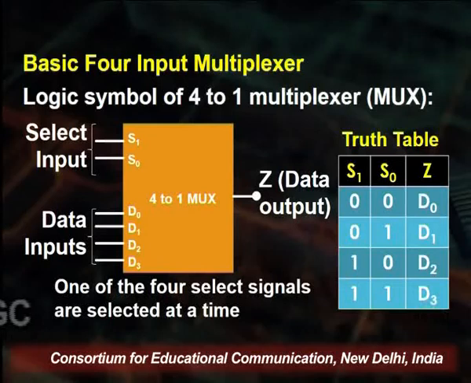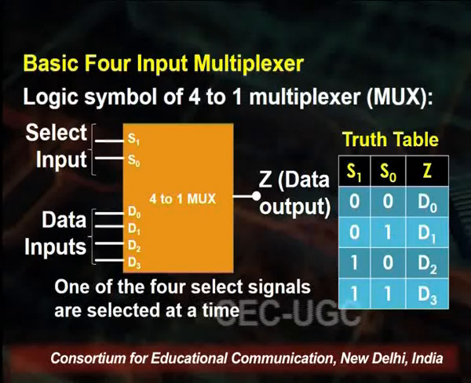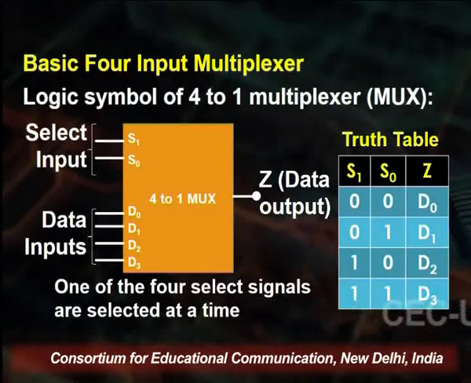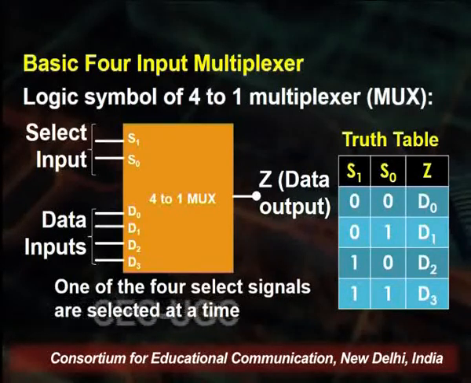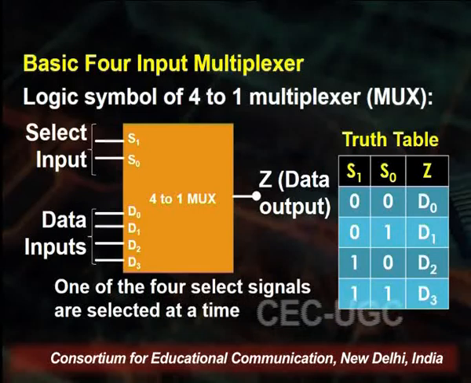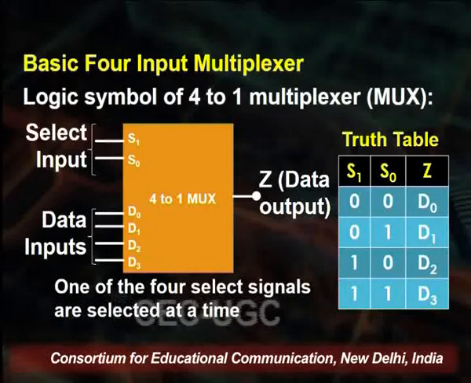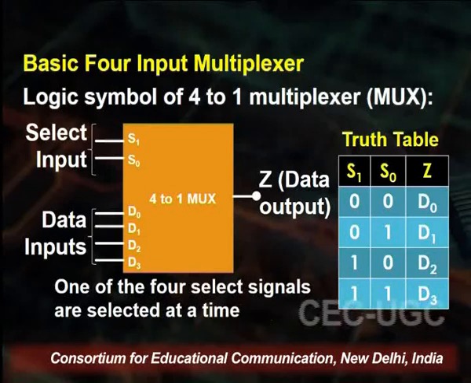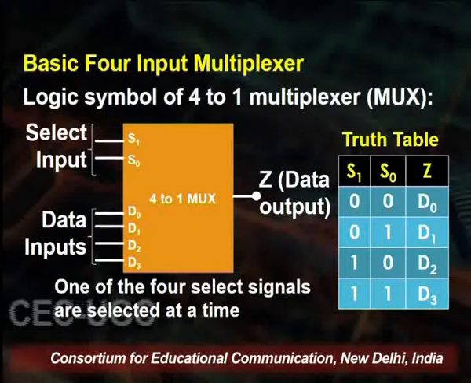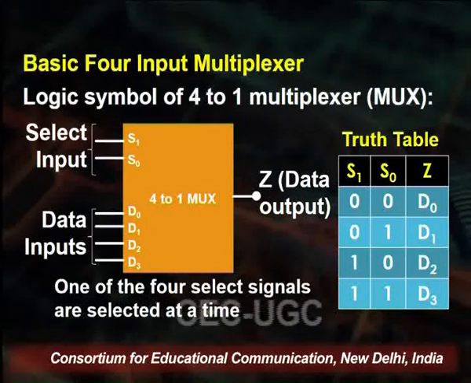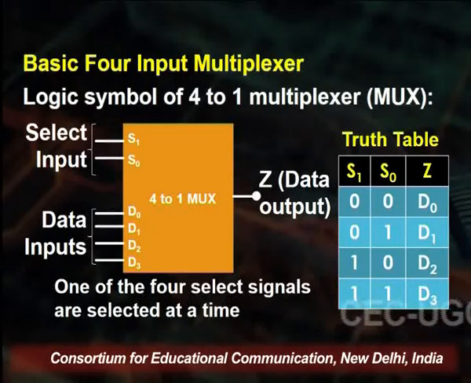The block diagram is shown in the slide, wherein we see that the data inputs are fed on one side of the block diagram, and the block diagram has selection lines, in this case 2 selection lines, which allow us to choose which data to forward to the output. For the 01 combination, data D1 will go to the output. For 00, it will be D0. For 10, it will be D2. And for 11, it will be D3.